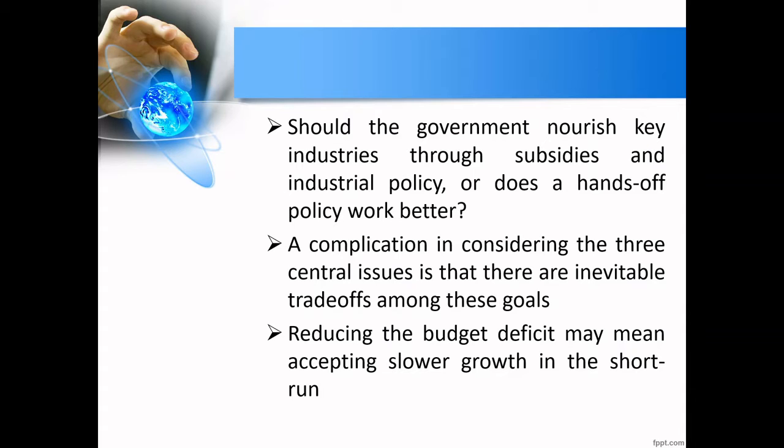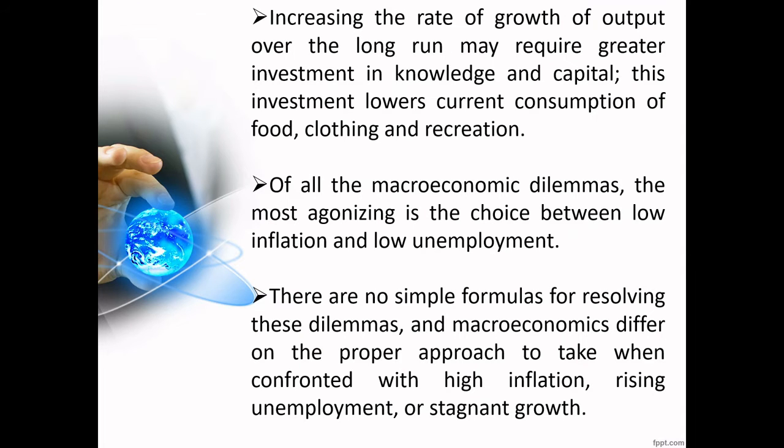A complication in considering the three central issues is that there are inevitable trade-offs among these goals. So reducing the budget deficit may mean accepting slower growth in the short run. Increasing the rate of growth of output over the long run may require greater investment in knowledge and capital. This investment lowers current consumption of food, clothing, and recreation. So after ko ito basahin, i-explain ko na lang siya afterwards.